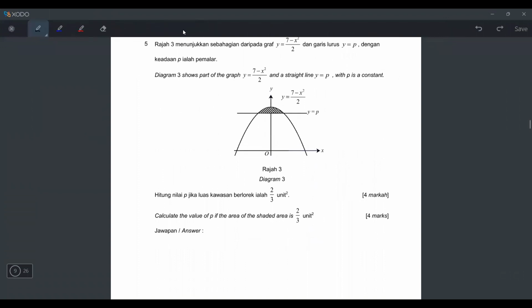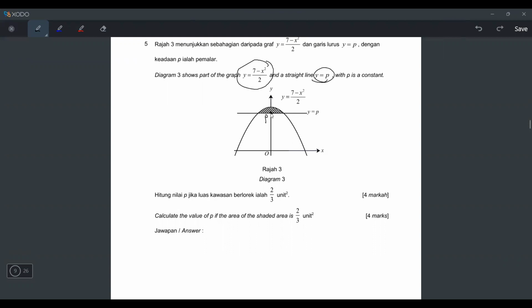All right, let's go to number 5. Diagram 3 shows the graph y equals 7 minus x squared over 2. Okay, I can see it. And they even label it for me nicely. So this is integration. This is definitely from Form 5, chapter 3. Okay, let's keep reading. And a straight line y equals p. Where is it? Okay, this one. They even label it for me. It means this is p, right?